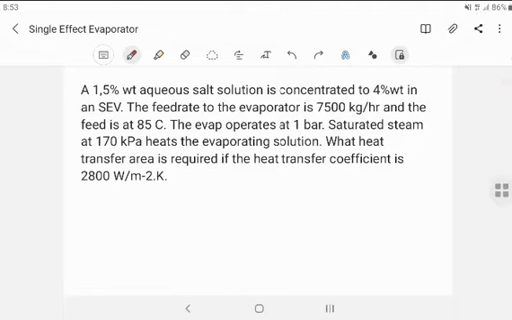Here is the example. A 1.5% weight aqueous salt solution is concentrated to 4% weight in an SEV. The feed rate to the evaporator is 7,500 kg per hour, and the feed is at 85 degrees C. The evaporator operates at 1 bar. Saturated steam at 170 kPa heats the evaporating solution. What heat transfer area is required if the heat transfer coefficient is 2800 watt per meter square Kelvin?